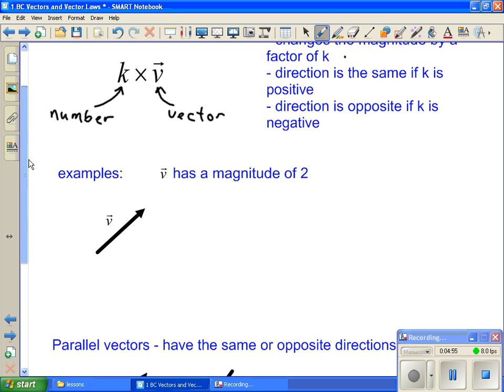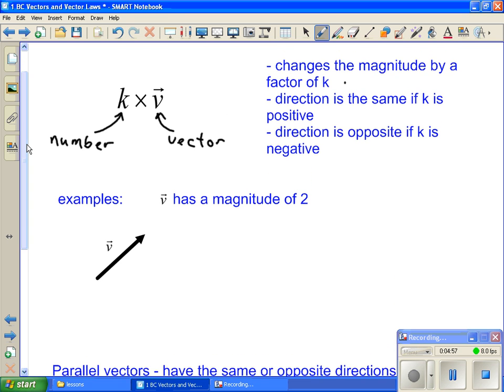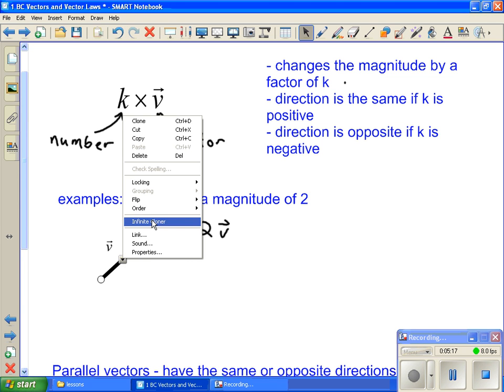So let's take a look at an example here. We've got v down here. We'll assume that it has a magnitude of 2. If we want to make, let's say we multiply it by 2, basically what we're doing here is we'll take v here and let's clone this thing.